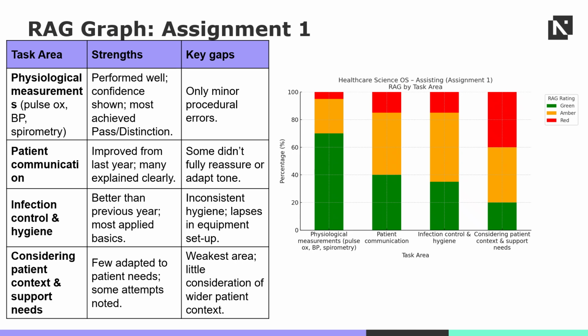So the RAG shows green for procedural competence, amber for communication and hygiene, and red for patient context and adaptation. The teaching priority is to embed not just the technical skills, but also the patient-focused adjustments that move competence into excellence.